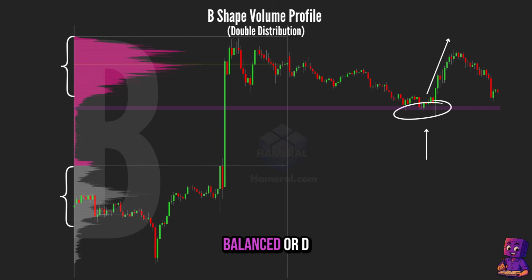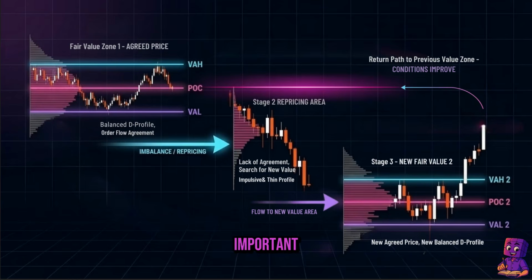Why is this balanced or D-shaped volume profile important? Because inside this value area is the place where most of the transactions were taking place. It's where a lot of buyers and sellers agreed on a price and started to trade. As a main rule, the closest balanced or D-shaped volume profile is the most important. Why? Because price tends to react at these volume profile areas.